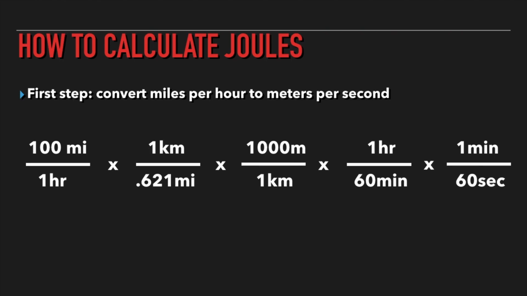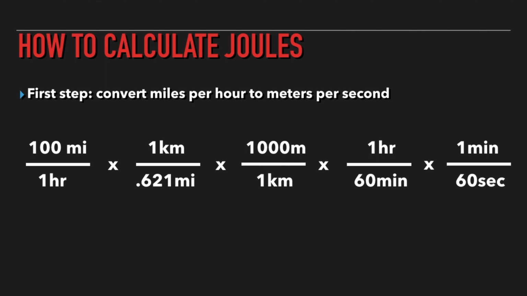Next step, we're not doing kilometers per second, we're doing meters per second. So how many meters are in a kilometer? It's 1,000, that goes up there. And then we have to do our unit of time. We're doing miles per hour, so we need to break that down to seconds. First, we need to do minutes. There are 60 minutes in an hour. And then we need to take that minute and break it down, and there are 60 seconds in a minute.